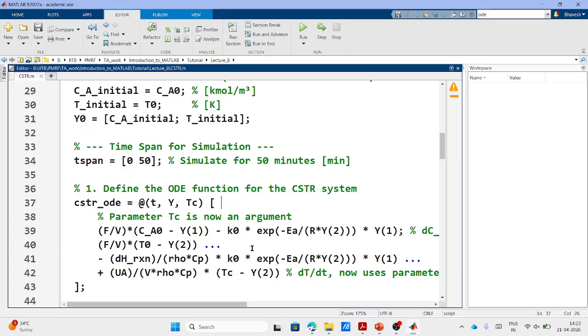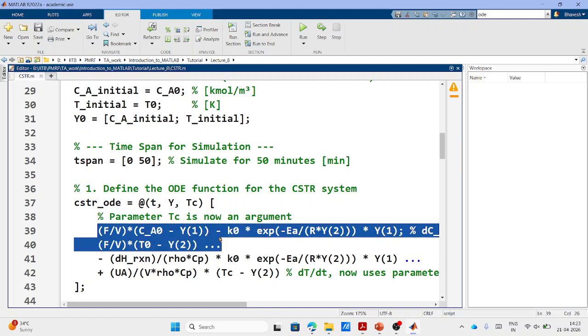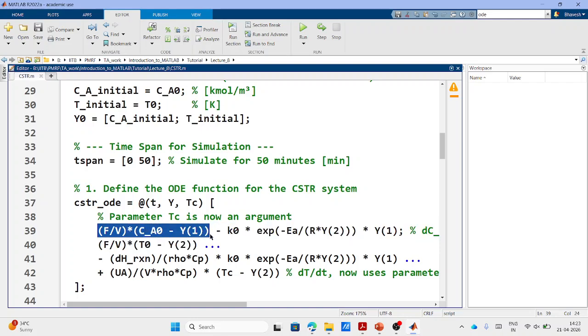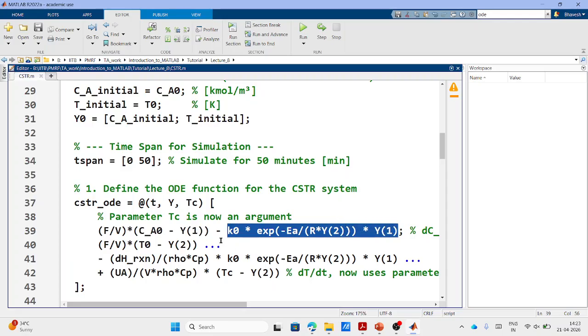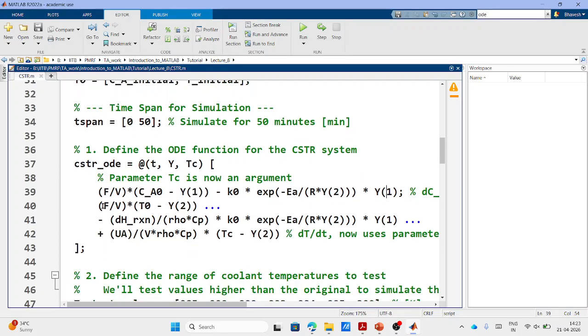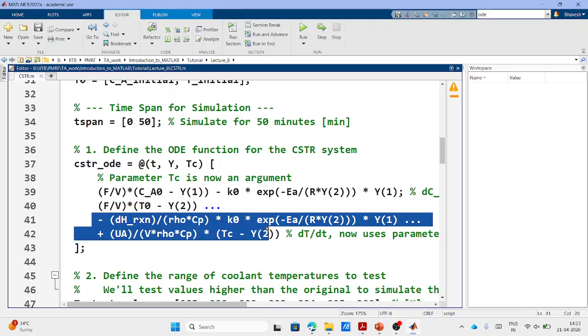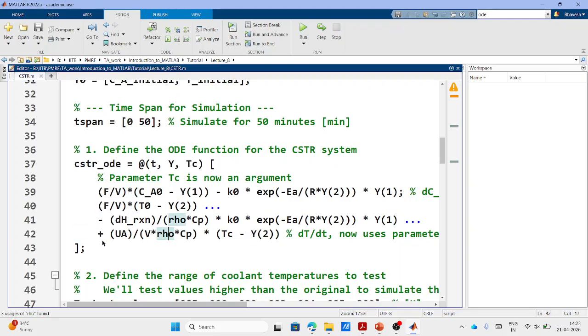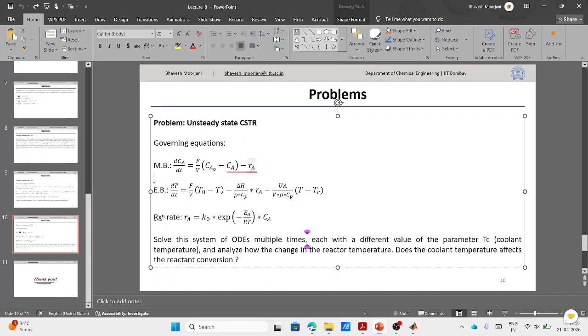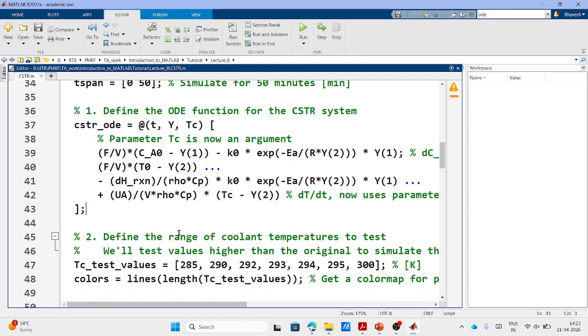Now I have two equations, so I have written them out. The first equation is for my mass balance, which says: Fa by V into (Ca0 minus Y1), where Y1 is my concentration, minus the rate part, is equal to 0. So minus K exponential of minus EA by RT into Y1. Then the second part is FV into (T0 minus Y2), minus heat of generation plus heat of removal. So the same equation we have just written in terms of the variables.